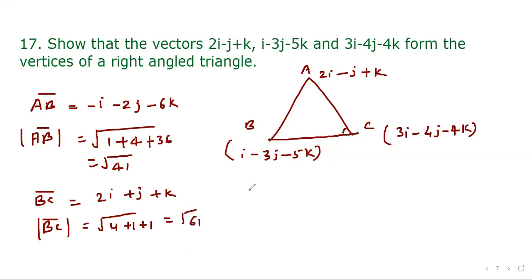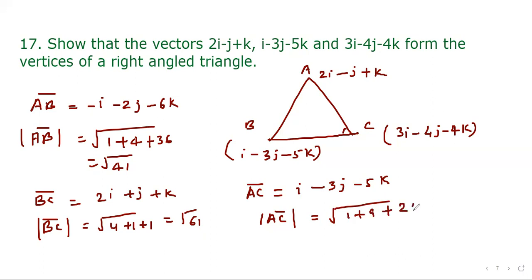And similarly, we find AC. So AC will be 3i minus 2i, that is i, and then minus 4j plus j, so minus 3j, and minus 4k minus k, this is minus 5k. If we find the modulus of this, it will be equal to root of 1 plus 9 plus 25. This is 35. So this is root 35.